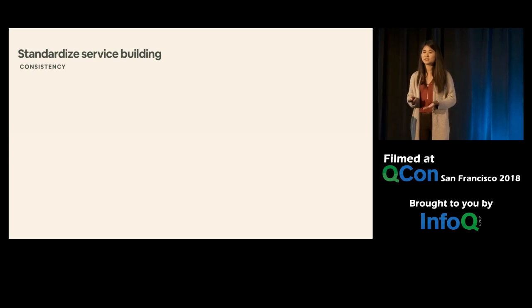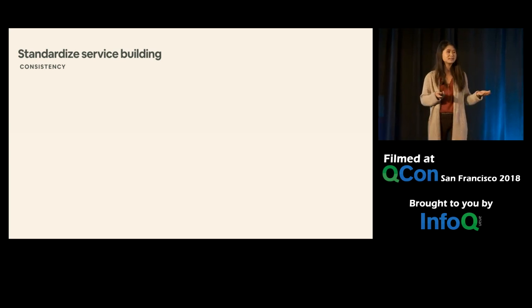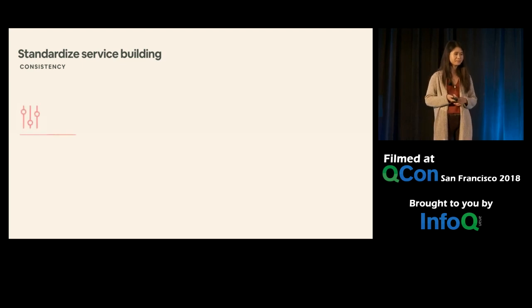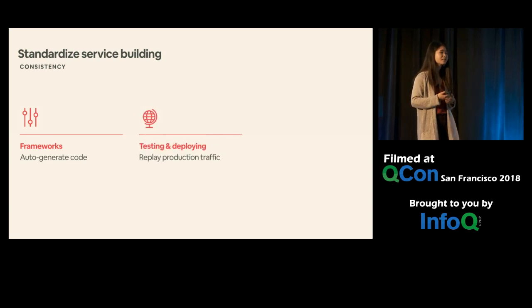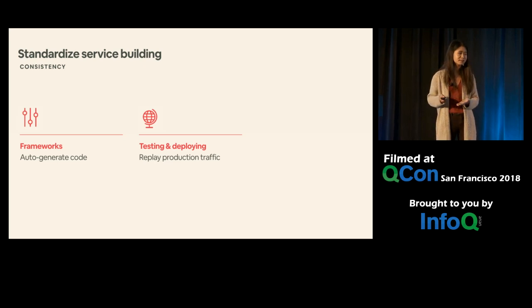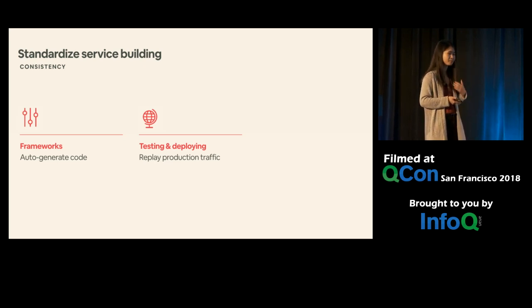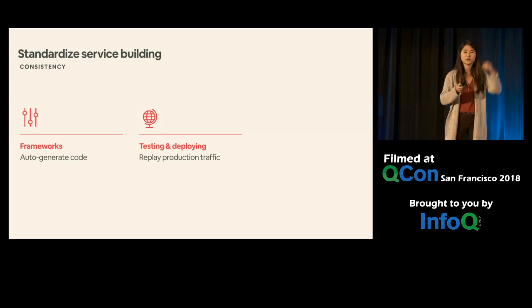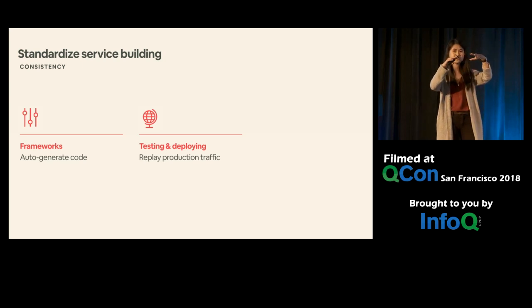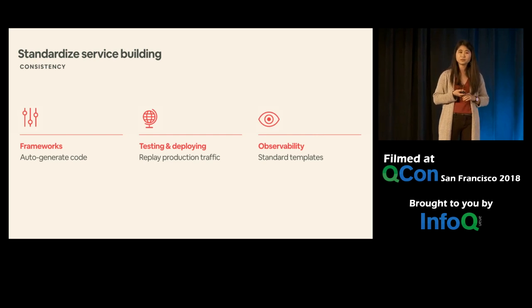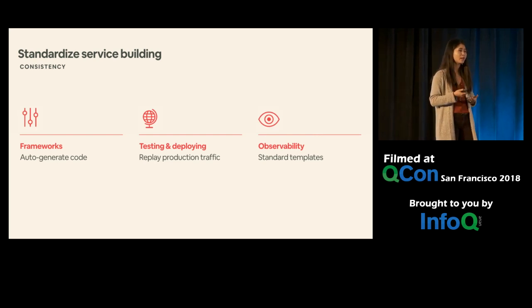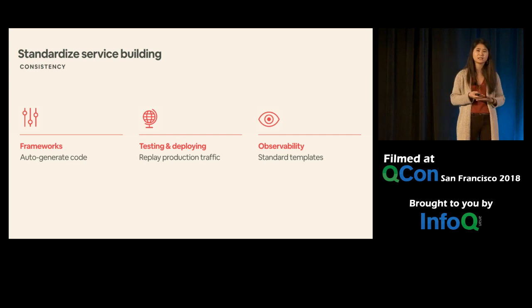So we focused on standardizing service building and ensuring consistency across our services. We did this through the usage of frameworks, which auto-generate code for us, having standard testing and deployment processes that utilize replayed traffic. Replayed production traffic is when a client makes a request to our production service, and then we take a copy of that and send it to other targets that we can use internally. Observability. It was important that we had a standard way to look at the health and functionality of each of our services.